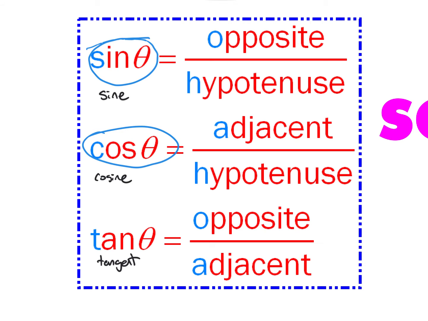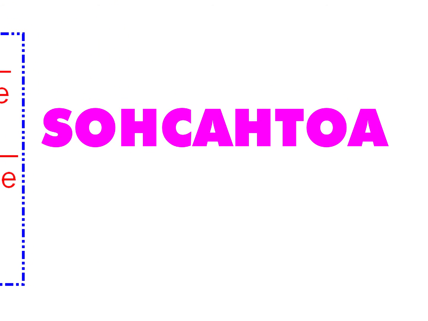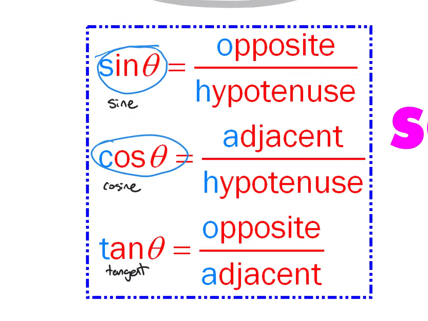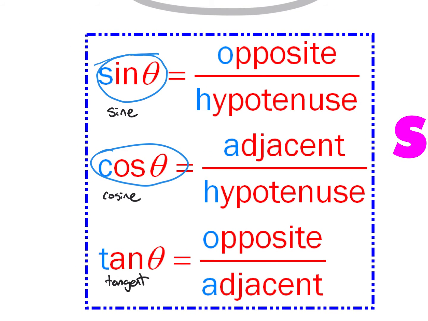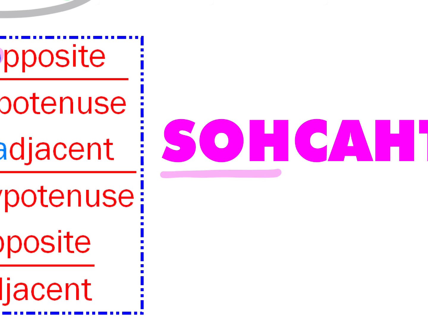Now, instead of trying to struggle to remember all three of these formulas, there's a catchy little expression that's going to help us. And that catchy little expression is SOHCAHTOA. Now, SOHCAHTOA, if you remember it, is going to take into effect the fact that sine is opposite over the hypotenuse. That's the SO part.